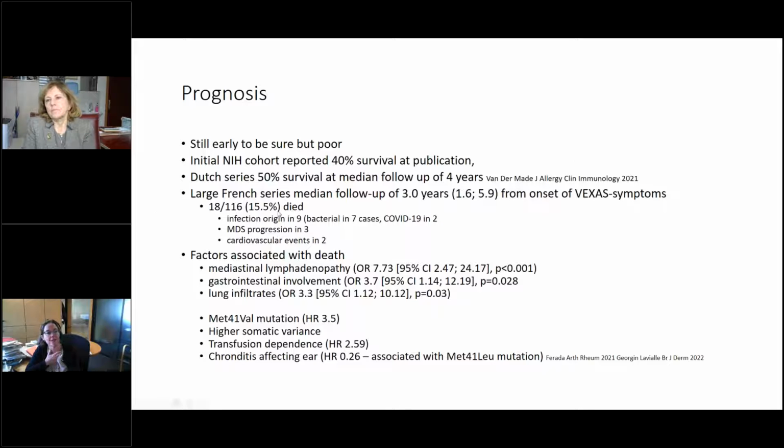And the very large French series at a median follow-up of 3 years reported that almost 16% of their patients had died, largely of infection. And we too had a very poor outcome, particularly with the COVID. Poor prognostic factors include mediastinal lymphadenopathy, gut involvement and lung infiltrates, and there's a suggestion that patients with chondritis, particularly affecting the ear, do a little bit better.